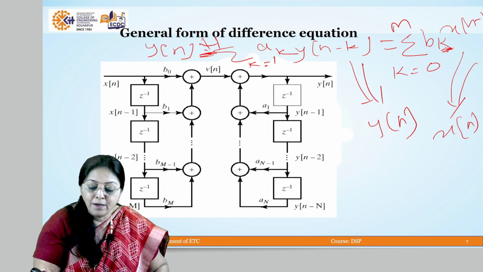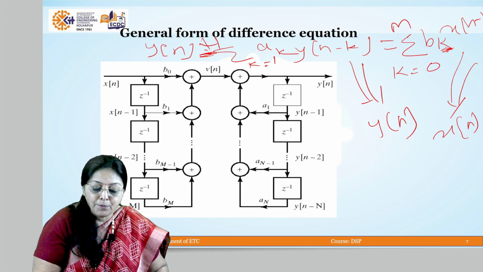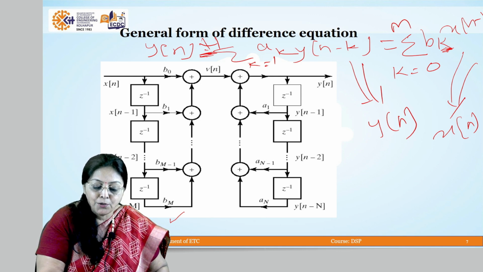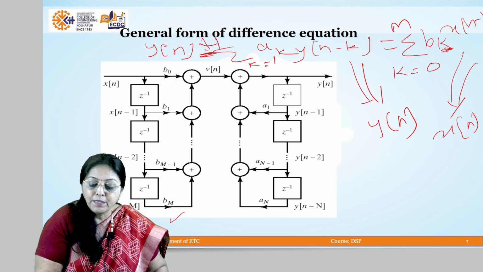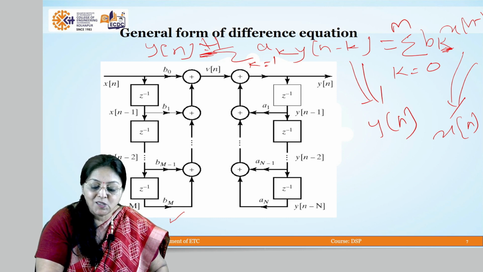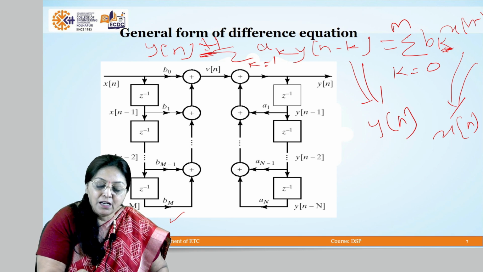So, x of n minus k, up to k equal to m, we use this up to the b of m multiplier, and n minus m is the delay. How many multipliers are there? b0 to b of m. b0 is directly connected, so x of n minus 0 is x of n. Because of that, we need not use a delay in the first place.